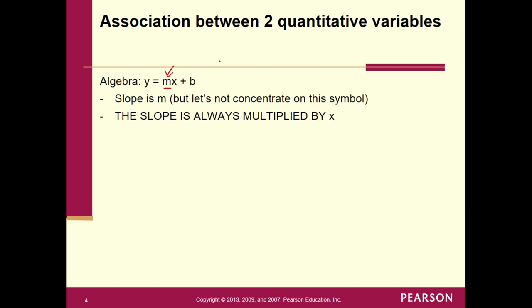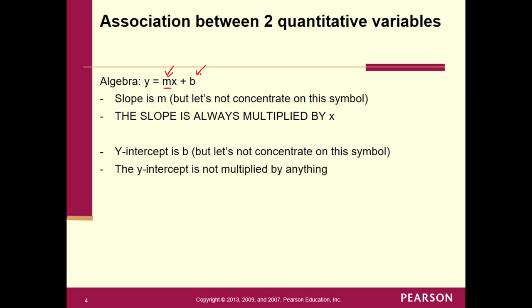All right. What about b? b is the y-intercept. That's not getting tied down to the symbol b. But the y-intercept is what? Sitting by itself. It is not being multiplied by anything. So you can always identify it like that.